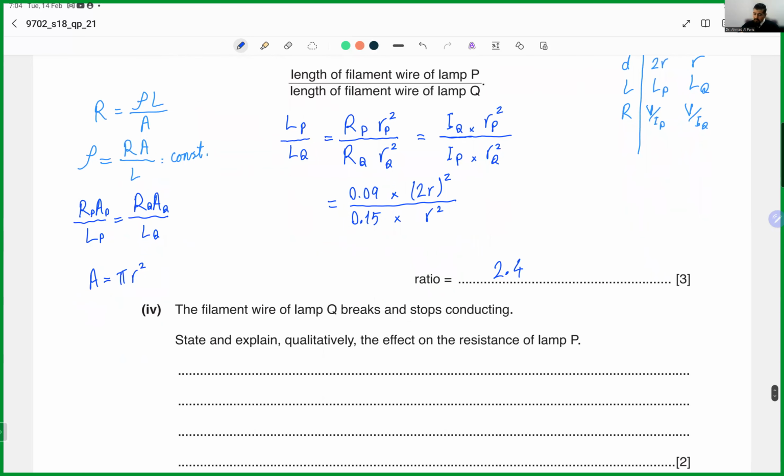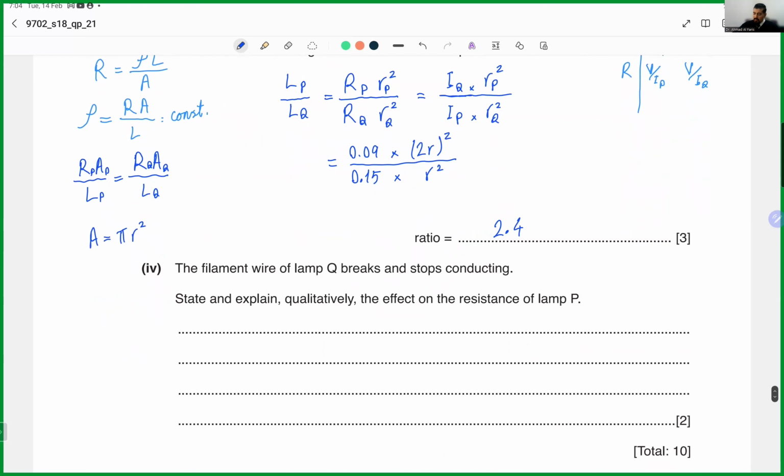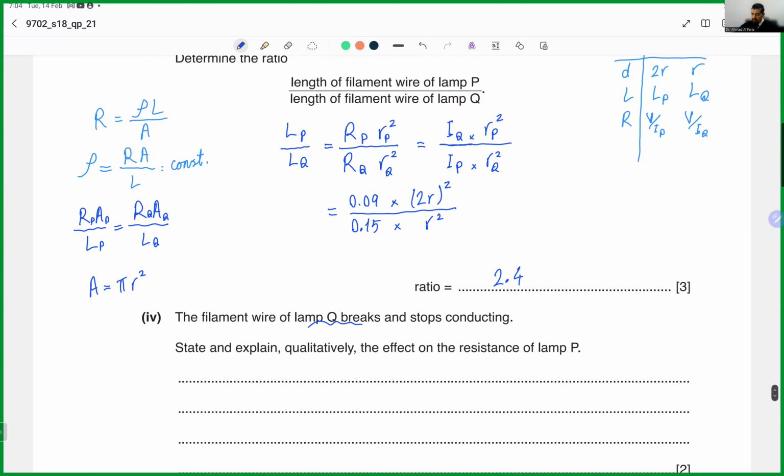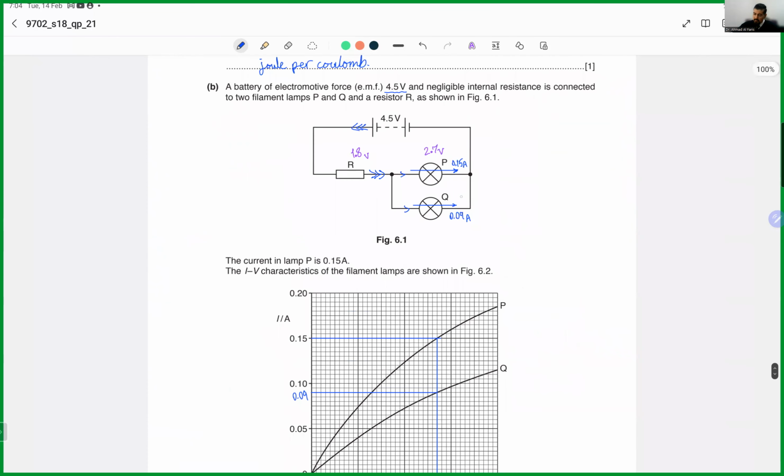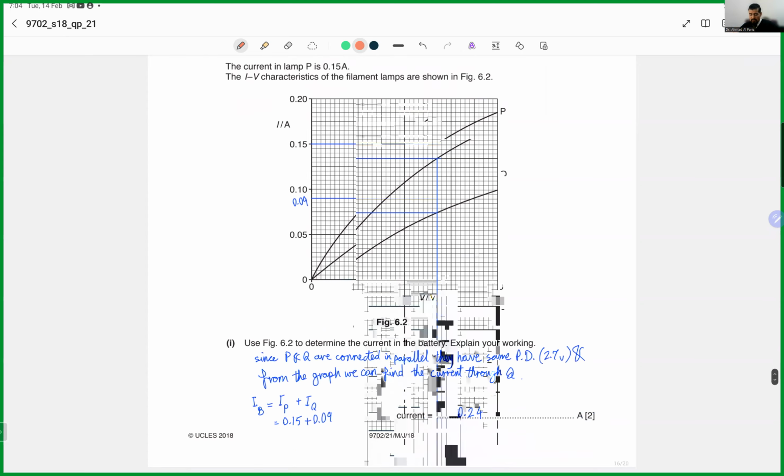Next, what do we have? The filament wire of lamp Q breaks and stops conducting. Let's go back. Lamp Q here breaks, so it doesn't have any current through it. That means they are not in parallel anymore. So the new combined resistance, will it be less or more? Exactly, as parallel resistors, the combined resistance of them will be less than any one of them. So when we take off one of them, the resistance is getting higher. As the resistance gets higher, the voltage across P will also get higher, right?